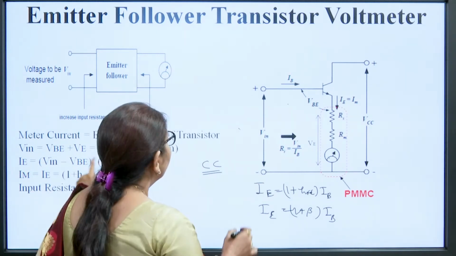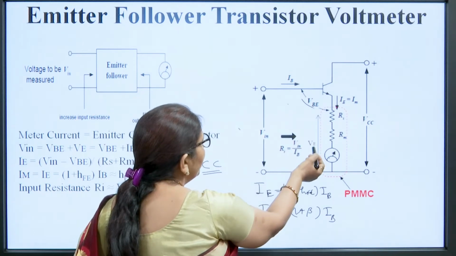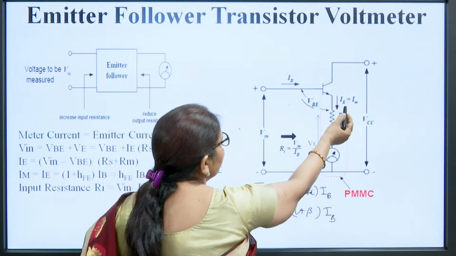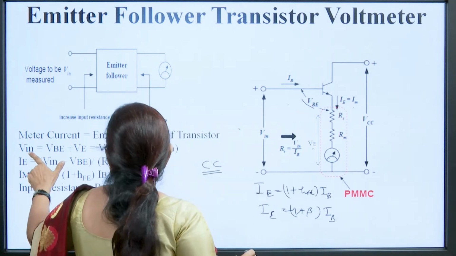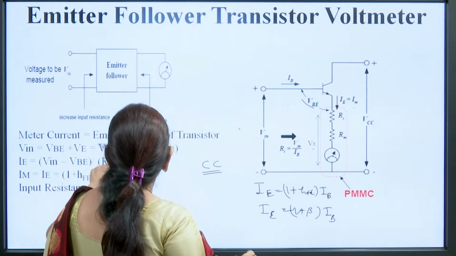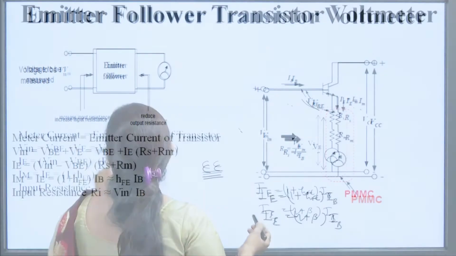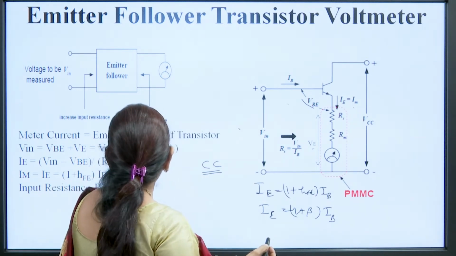If we consider V input, it is equal to the voltage drop VBE plus VE, where VE is equal to the emitter current, that is the meter current, into Rs plus Rm. So V input is equal to VBE plus VE, where VE is equal to IE into Rs plus Rm. Now the current IE we can find out from this: IE is equal to V input minus VBE divided by Rs plus Rm.